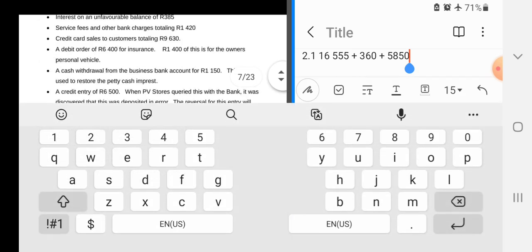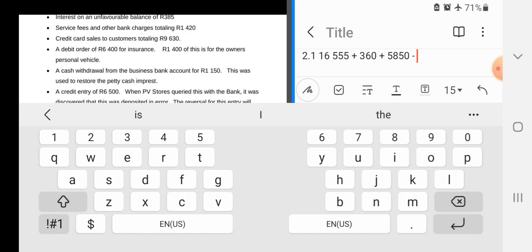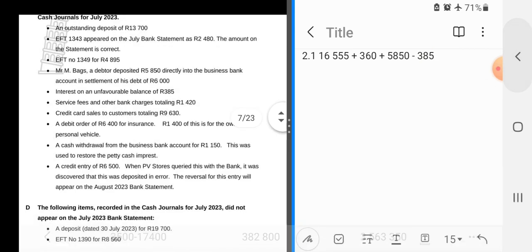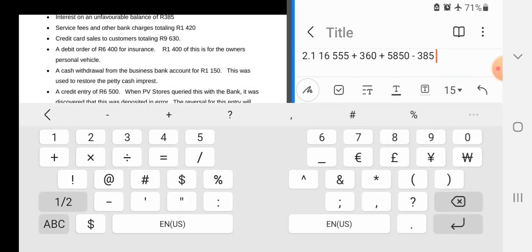All right, so we will subtract the expenses. We'll subtract 385. Yes, and then service fees and other bank charges totaled 1,420. We'll subtract that. Subtract 1,400.